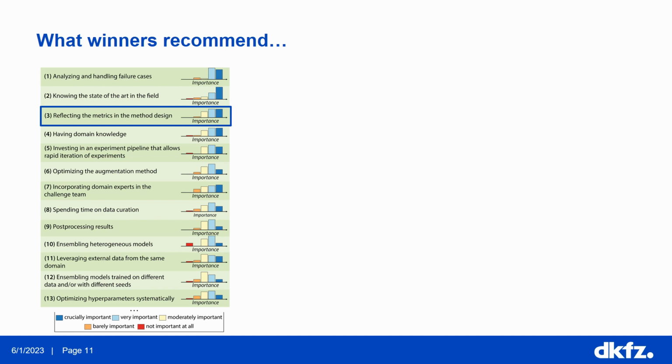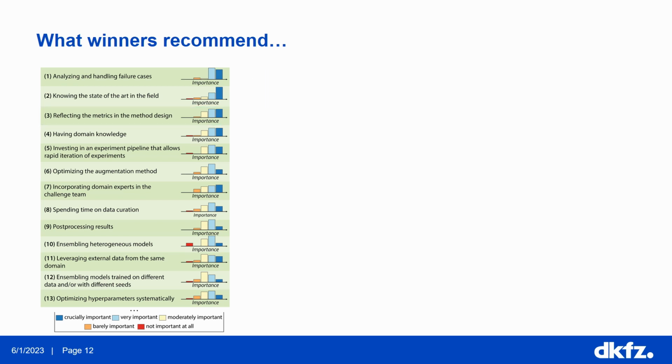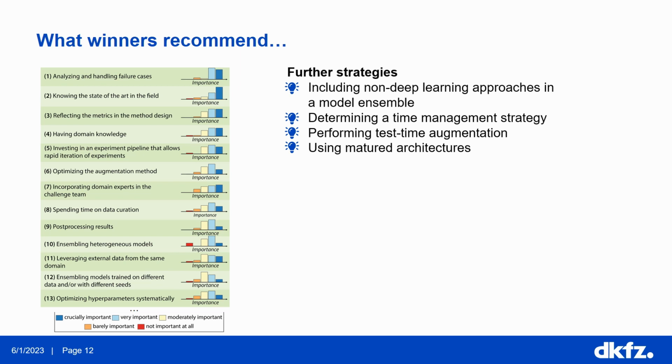both winners and non-winners spent the same median working time of 80 hours on method development, but winners dedicated twice as much time on failure analysis. Winners assembled heterogeneous models 2.5 times as frequently as non-winners. Further recommended strategies in free text answers comprise the inclusion of non-deep learning approaches in the model ensemble, explicit determination of a time management strategy, test time augmentation, and preferring matured architectures over brand new hyped machine learning methods.